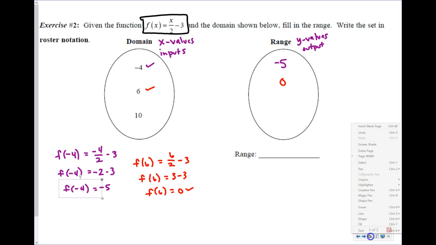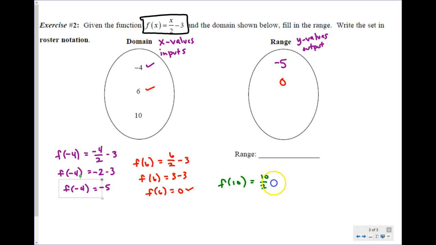Now finally I have to do f of 10. So f of 10 is going to be 10 over 2 minus 3. 10 over 2 is 5, and 5 minus 3 is 2. So that's my last range value.